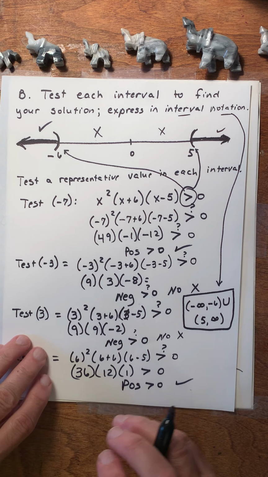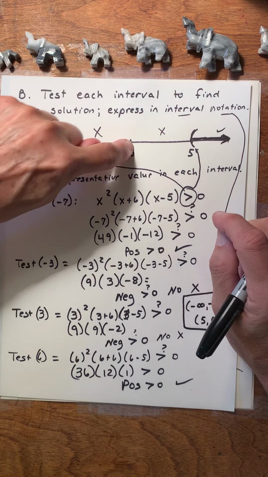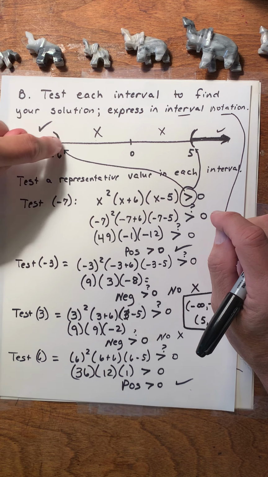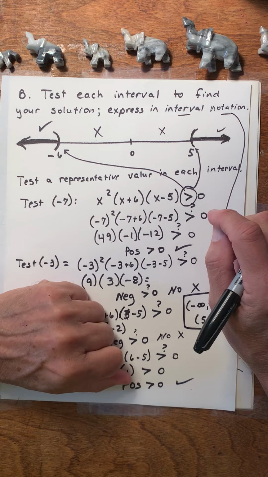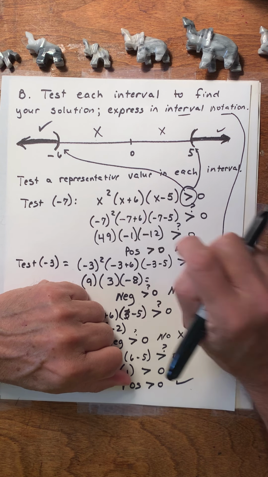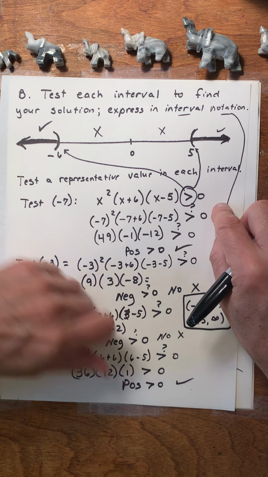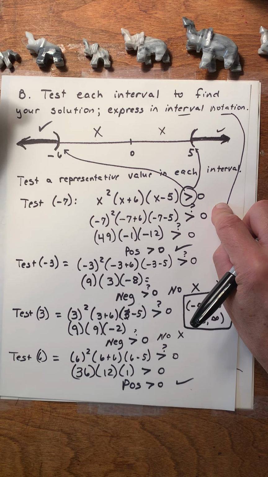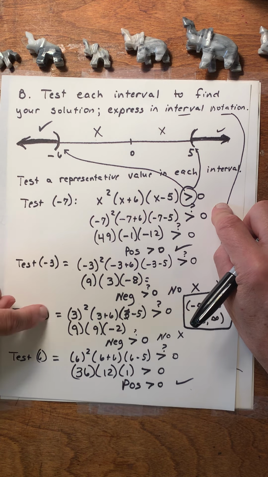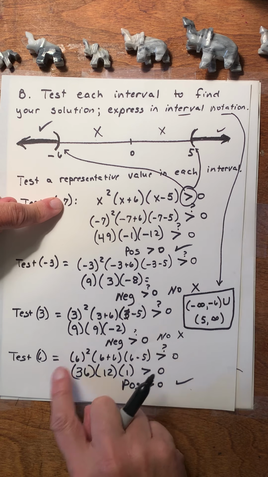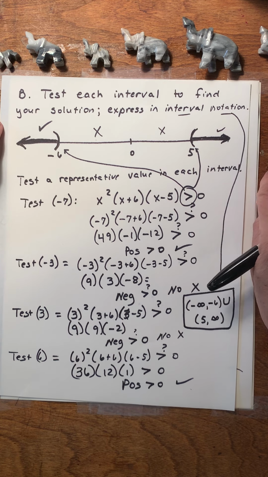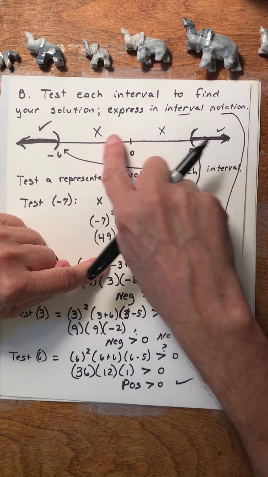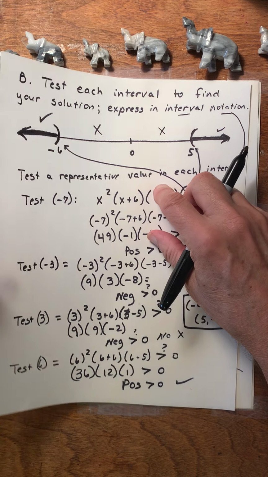So again, the 2 steps are: find your important ending points or critical points on the number line by setting each factor equal to 0 and solving. Then test each section, each interval, by testing a representative point. If something works, that's in the solution set. If something doesn't work, that's not in the solution set.